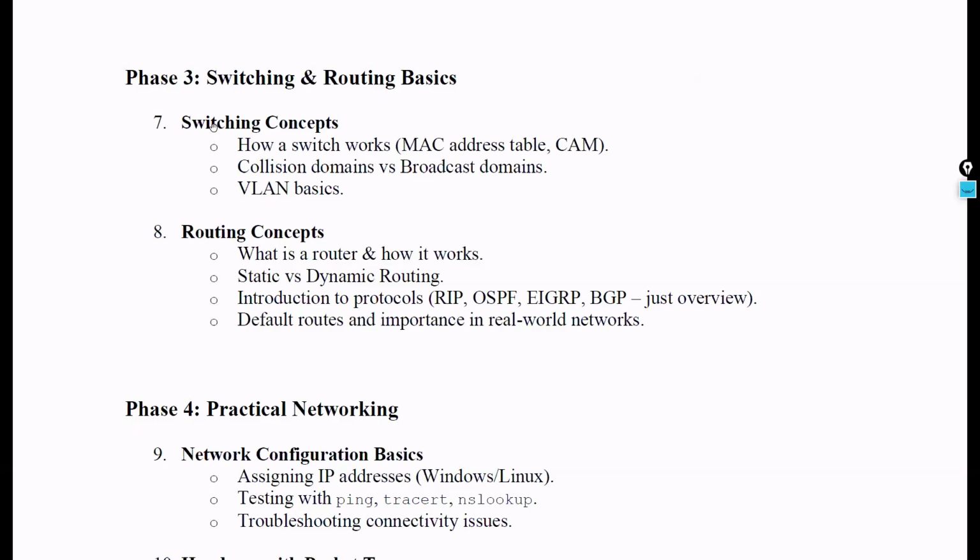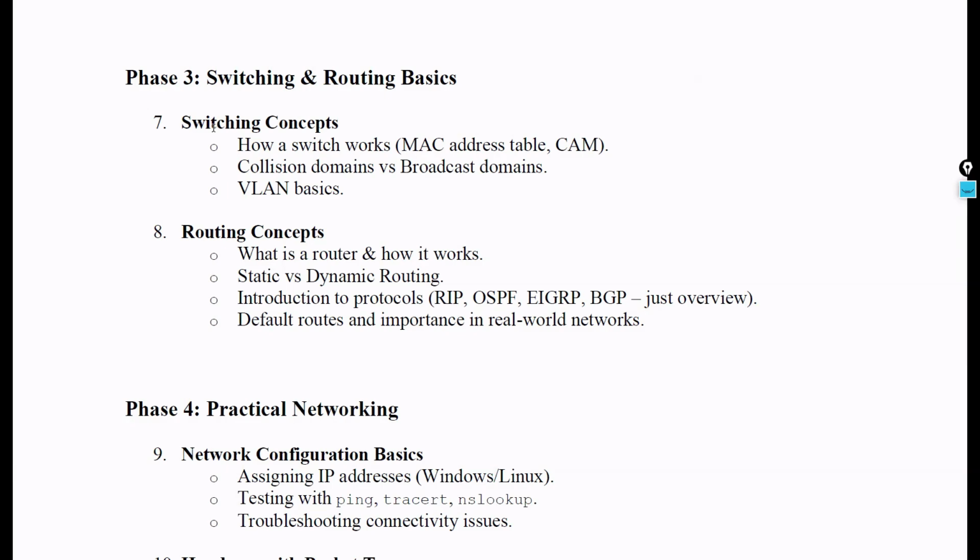Then we have phase three, where we'll actually go onto the devices. We'll start doing some configurations, right? There you will understand how a switch works, what the collision versus broadcast domains are, and what VLANs are, why we need VLANs, how VLANs work, and what kind of facilities VLANs provide to us.